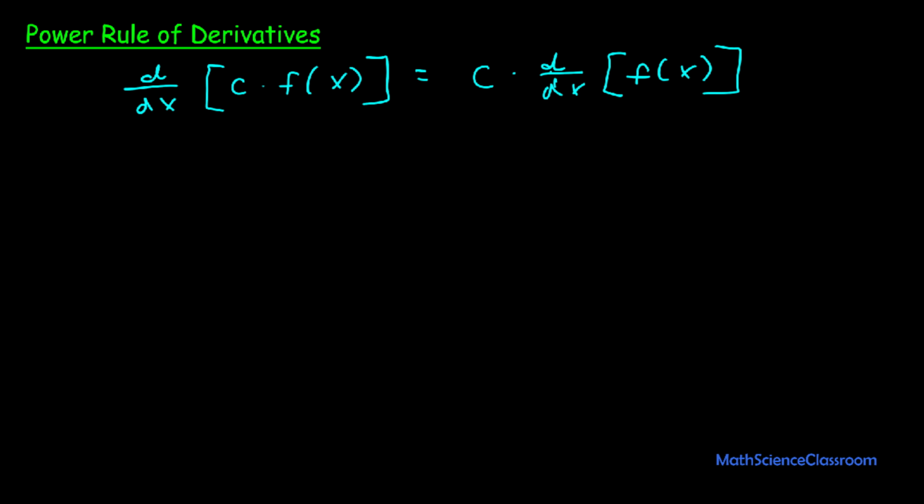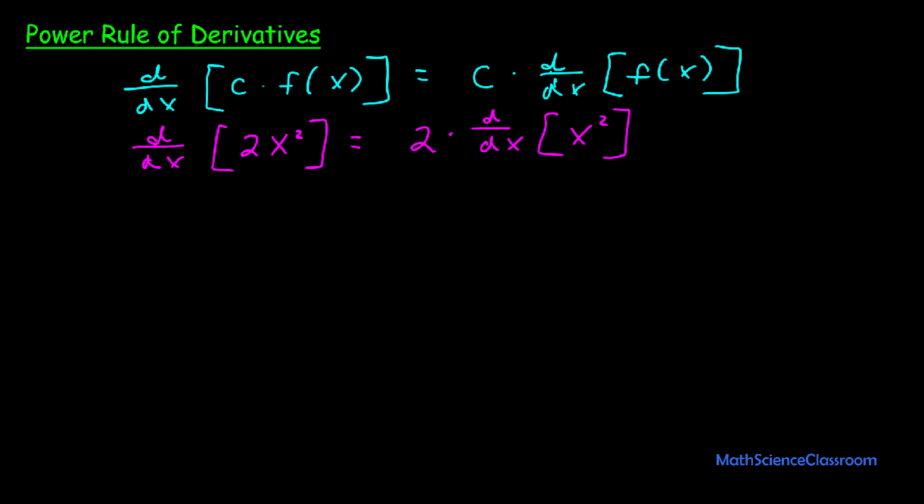Let's look at specific examples. So d dx of 2x squared. First we identify the constant. The constant is 2. And then we isolate it. So we will have 2 times d dx of x squared. So those two are equivalent.